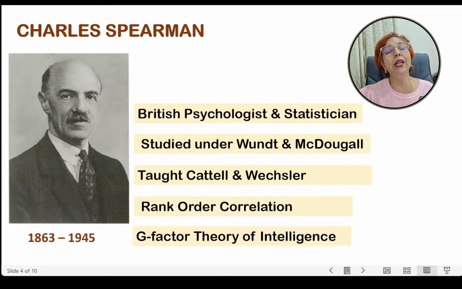And not only did he study under these exceptional people, his students later on also turned out to be remarkably exceptional. He has taught people like Cattell and Wechsler. Cattell is the person we will be talking about in our next session because Cattell himself developed his independent theory of intelligence. David Wechsler is a man who gave us his very, very popular series of intelligence tests.